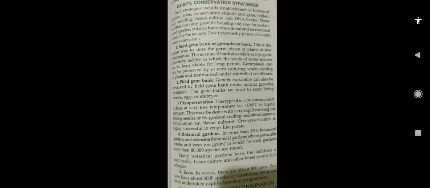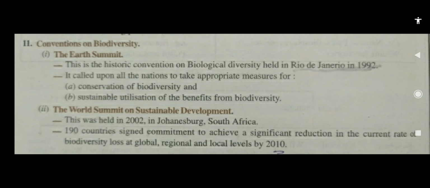Another gene bank is cryopreservation. Cryopreservation is also a type of in vitro conservation, where the germplasm is stored at a low temperature of minus 196 degrees in liquid nitrogen. This may be done very rapidly. For the tissue culture method, for example, the crop of potato is protected through cryopreservation. Botanical gardens and zoos are also some ways of ex situ conservation.